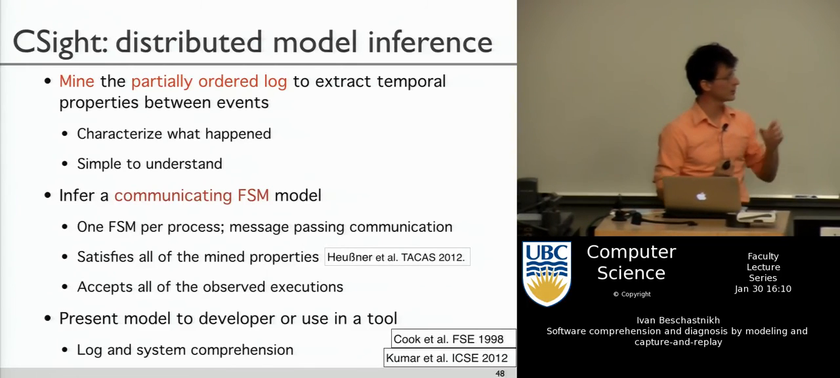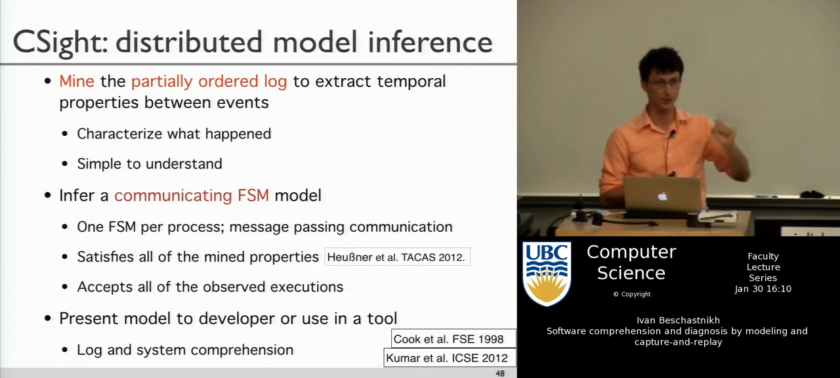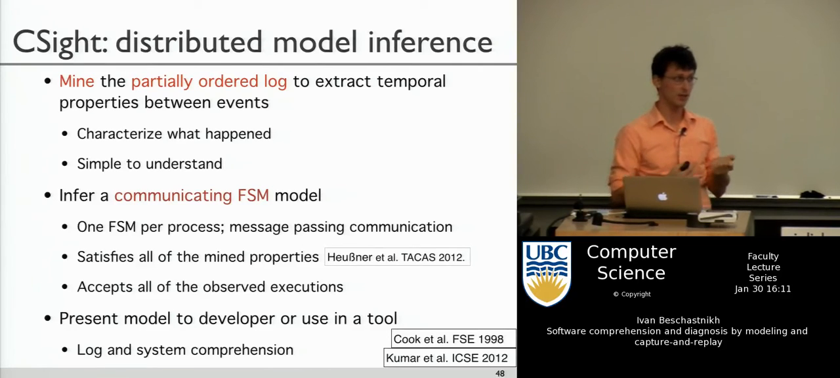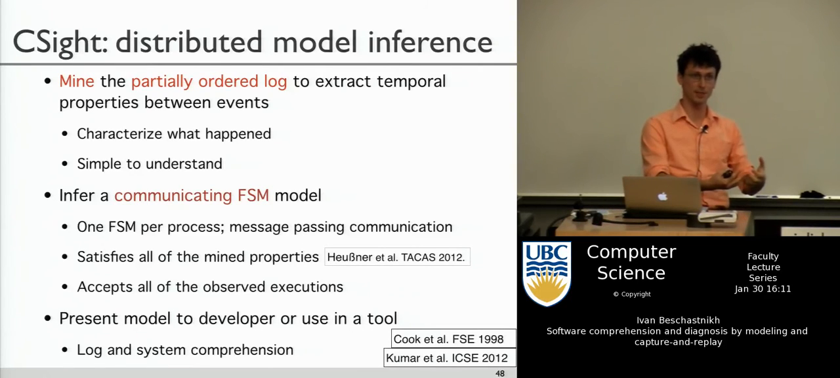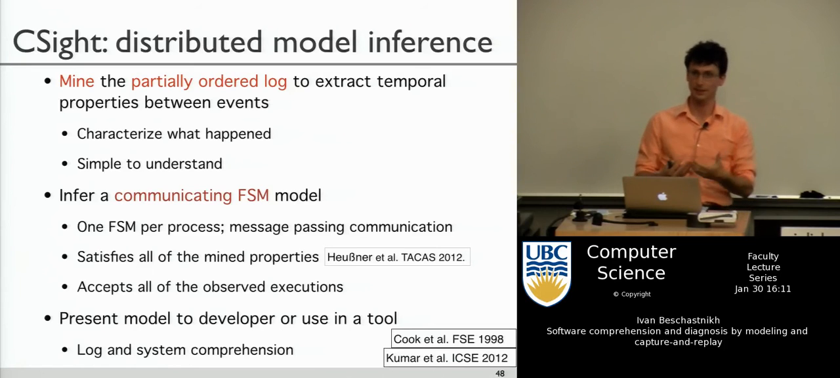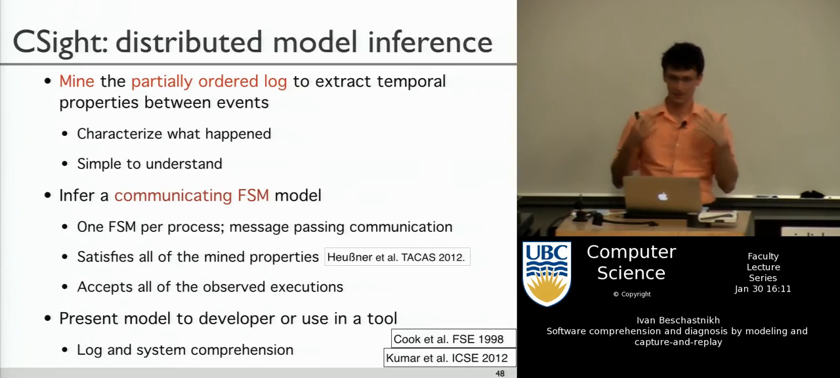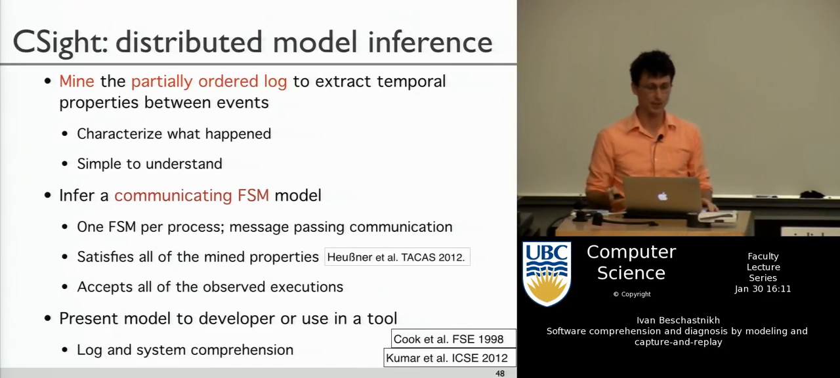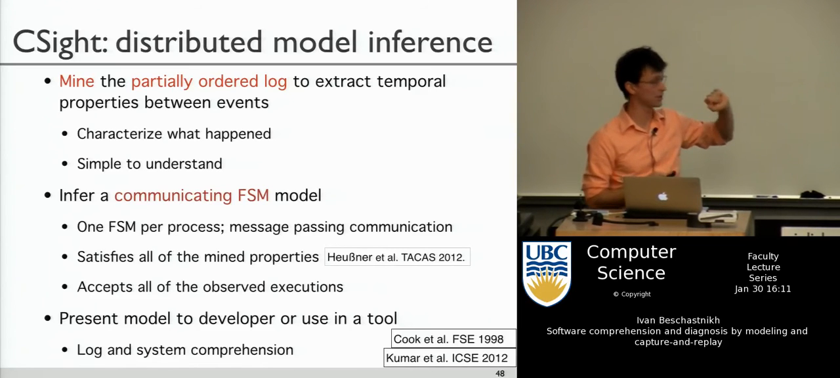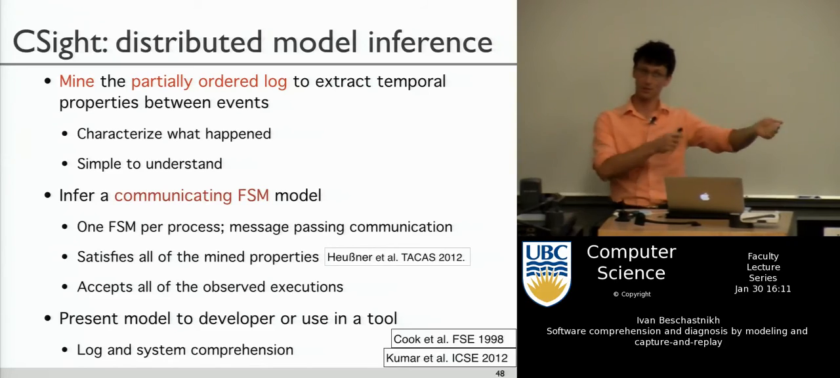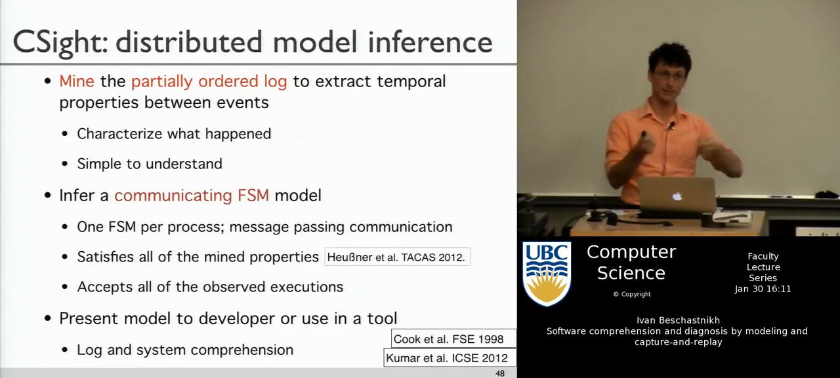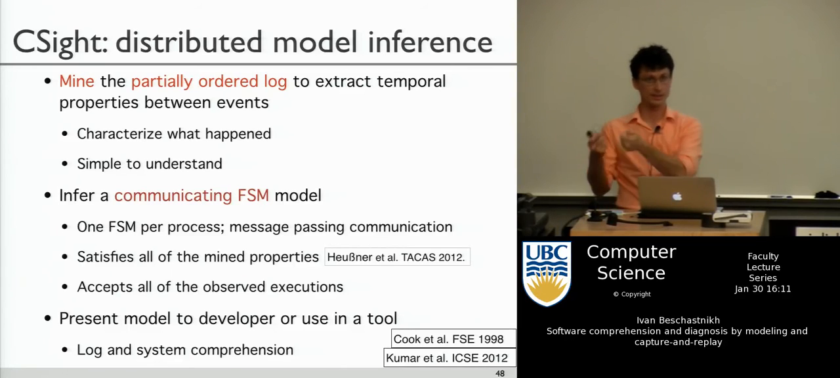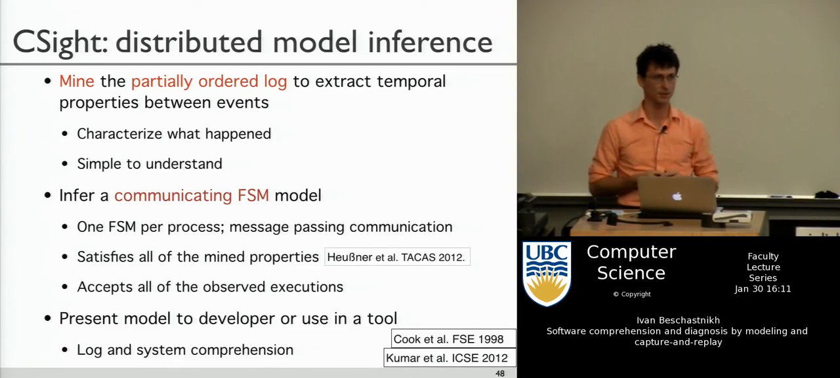automatically, and this is going to require some model checking, because we're going to require that the model we infer satisfies the properties we mined. And this is where we're going to get exactness, right? Our communicating FSM is going to characterize our system in very general terms. And then in the very end, we can use these models for a bunch of things. We can show them to the developer, they can explore the model and connect it to the log, or we can use it for further analysis, like test case generation, a bunch of software engineering tools.